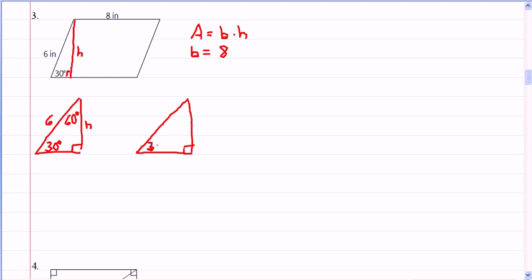So in the 30, 60, 90 triangle, the side across from 30 is equal to x, the side across from the 90 is equal to 2x, and the side across from the 60 is equal to x root 3.